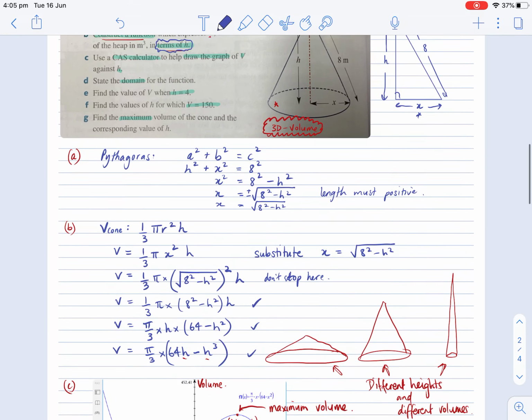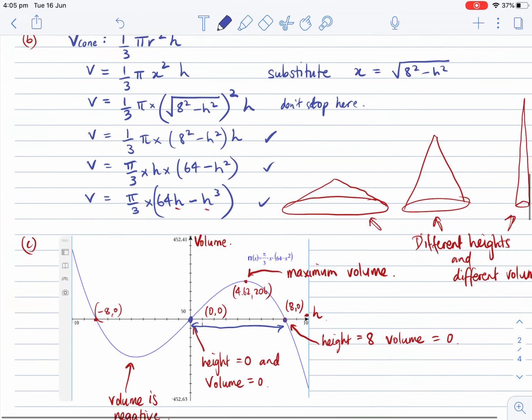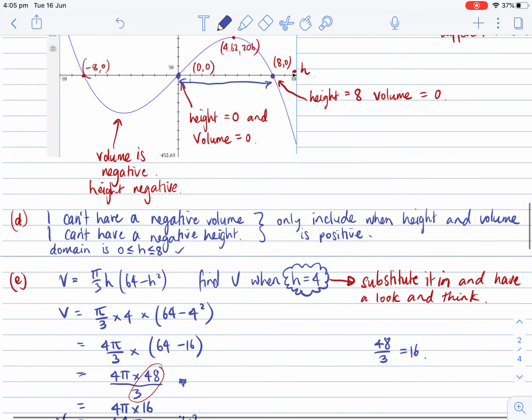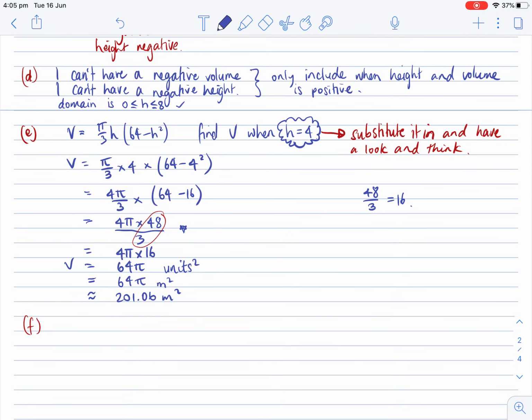All right, next part. F, find the values of h for which V equals 150. So as I mentioned before, it tells us V equals 150. So let's not waste any time. Let's straight away substitute in V equals 150 and see what happens.